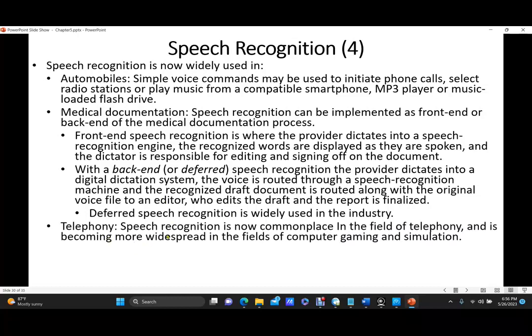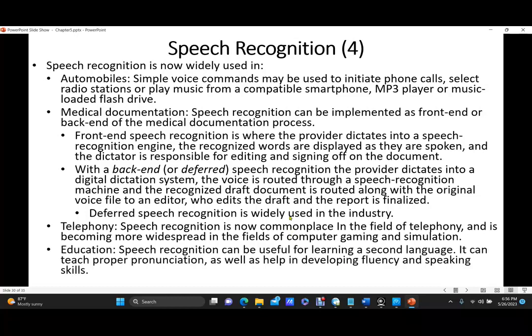In telephony, speech recognition is common, and it's becoming more and more widespread in computer gaming and simulation. Speech recognition in education can be very useful for learning second languages. It can teach proper pronunciation and help develop fluency and speaking skills.